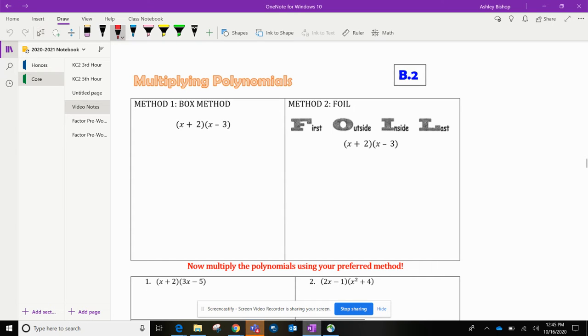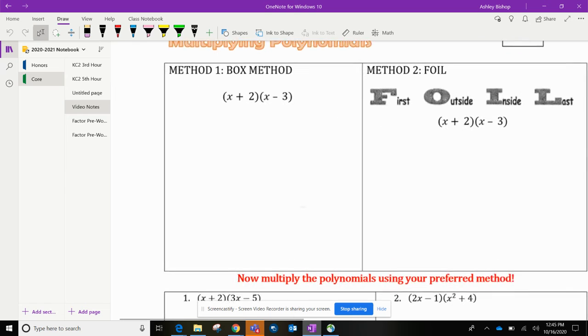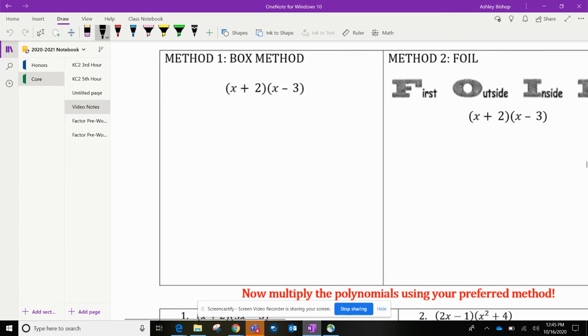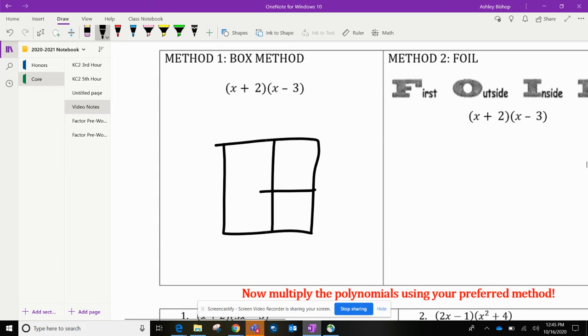So for the box method, you are going to draw a box, and don't make it too big. It's the mistake I always make. You want to leave room to write on top and on the side of that box. And so what goes on top is the first binomial. So these are polynomials, but these are binomials. Bi means 2. So if I'm riding a bicycle, I'm riding a bike with 2 tires. So these have 2 terms.